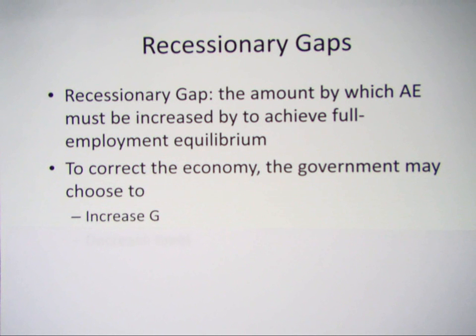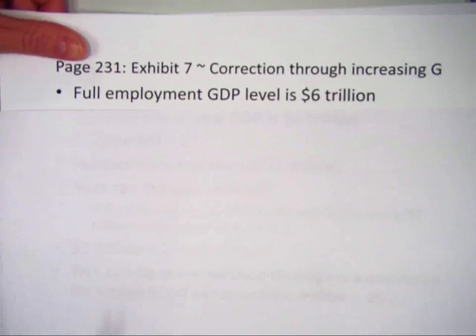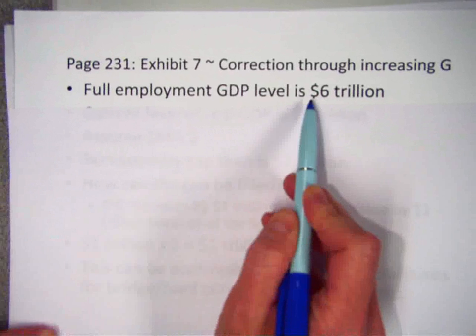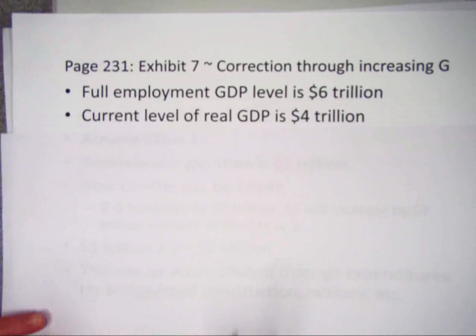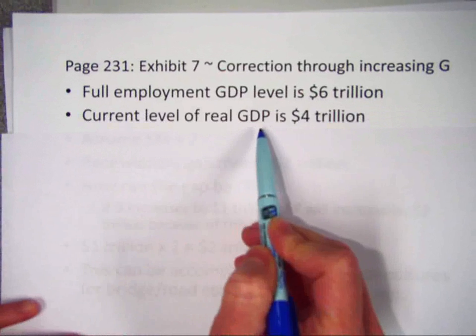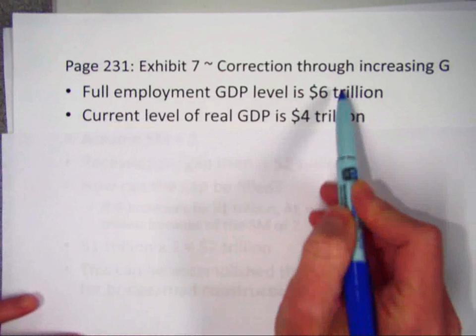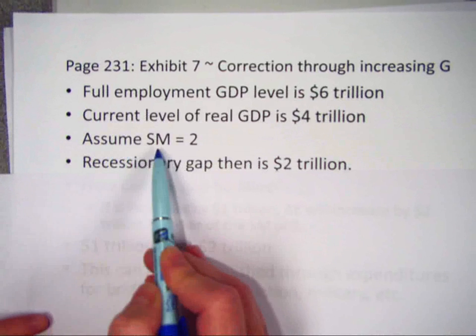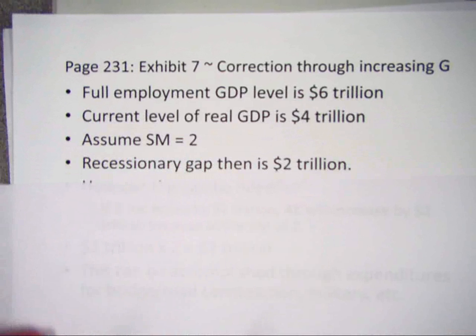They can either increase government expenditures like we've been talking about, or they can decrease taxes. Let's go ahead and look at the first tool, increase government spending. We're going to assume that full employment GDP is $6 trillion, but the current level of the gross domestic product is $4 trillion. So we have a recessionary gap of $2 trillion. The spending multiplier is 2.0.